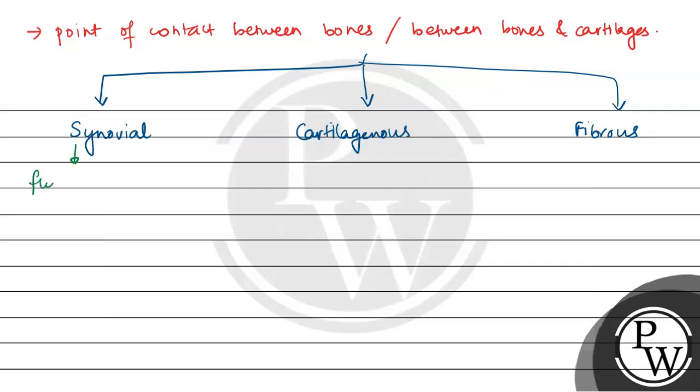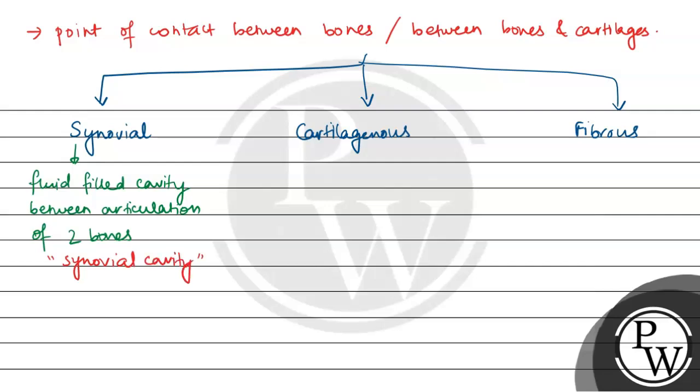Synovial joints में there is a fluid filled cavity between the articulation of the two bones, which is called the synovial cavity. इसमें example आता है ball and socket joint का, which is present between humerus and pectoral girdle.